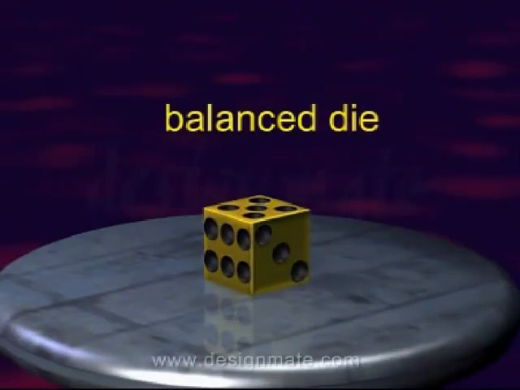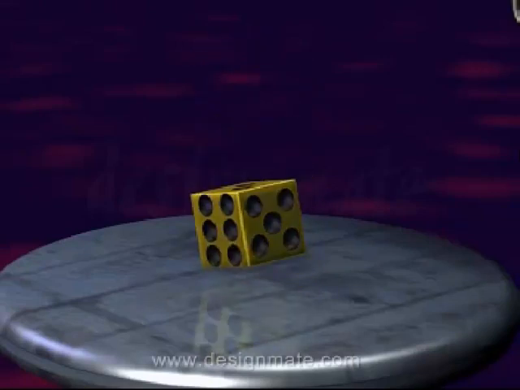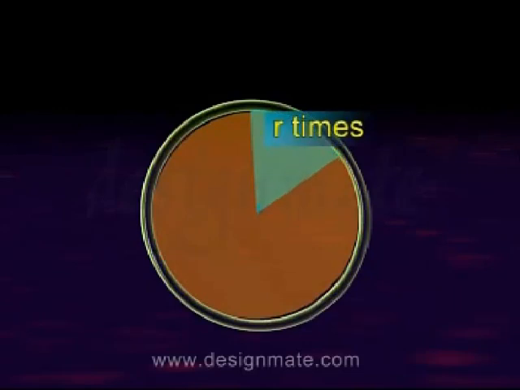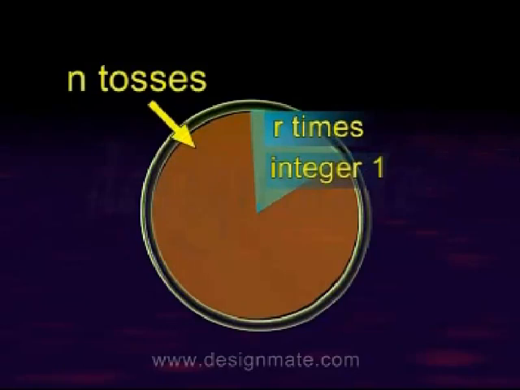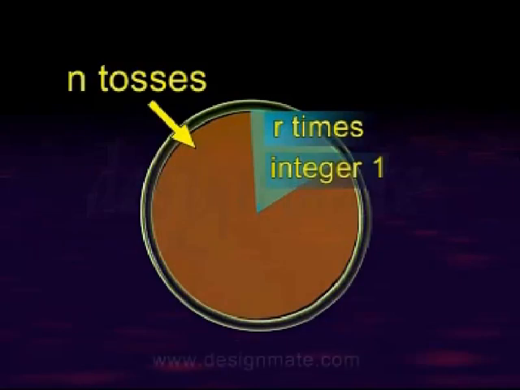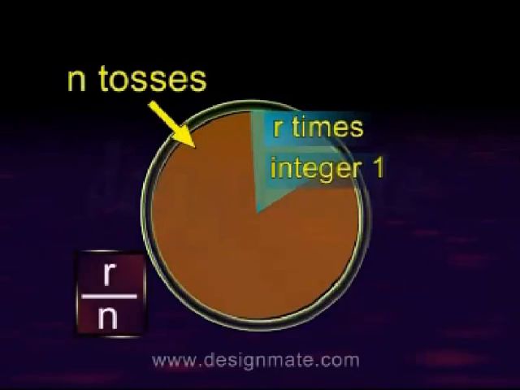We shall now consider an example to understand the nature of a random experiment. Suppose a balanced die is tossed n times. Suppose further that r is the number of times a face marked with integer 1 is obtained in n tosses of a die. Obviously, 0 ≤ r ≤ n. Hence, the proportion of getting a face with the integer 1 in n tosses is r/n.